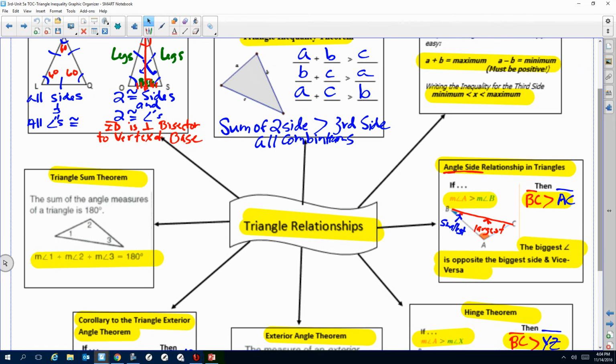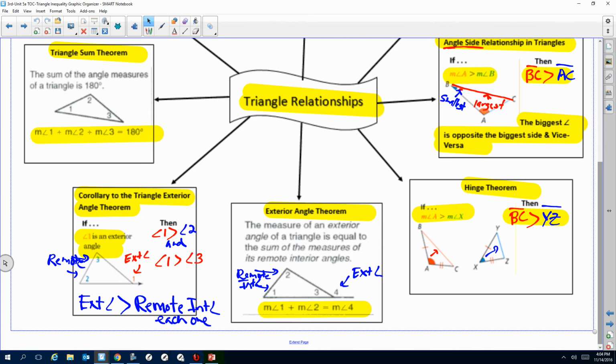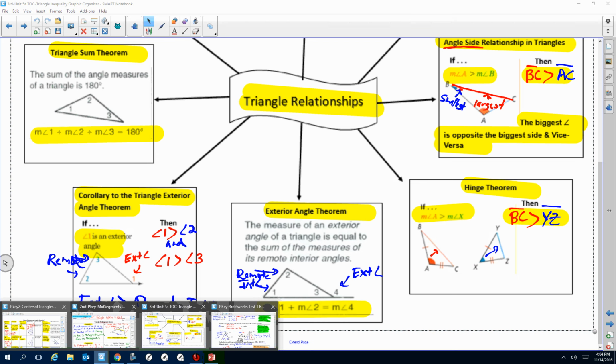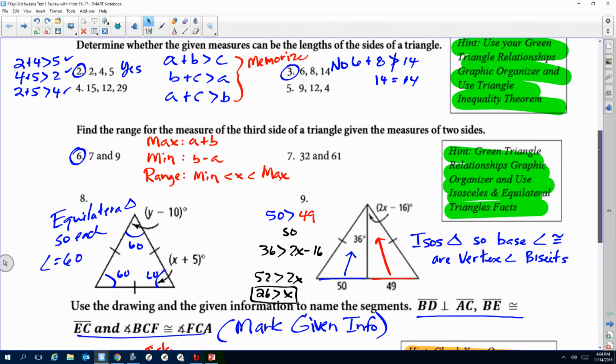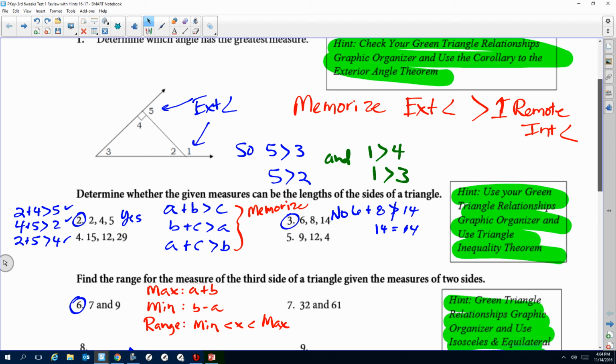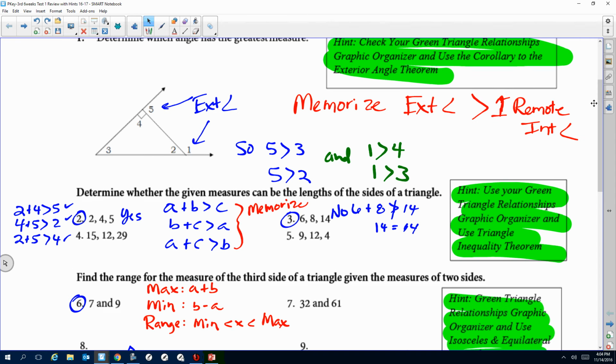So our first question is dealing with an exterior angle. That's why I said look at your exterior angle corollary, and that was over here. Let's get it on our notes that I provided for you. Right here on number 1, I went ahead and told you to memorize that the exterior angle is always greater than one remote interior angle. You have 2 exterior angles, 5 and 1. 5 is the exterior angle to 3, so 5 is greater than 3, and 5 is greater than 2. It's the remote interior, the non-adjacent. And 1 is an exterior angle, so 1 is greater than 4, and 1 is greater than 3.